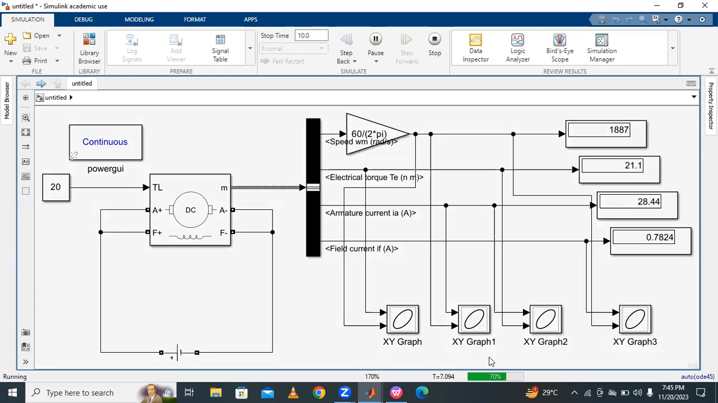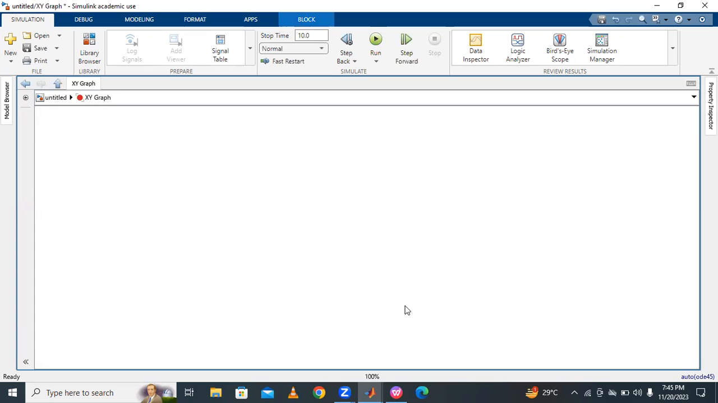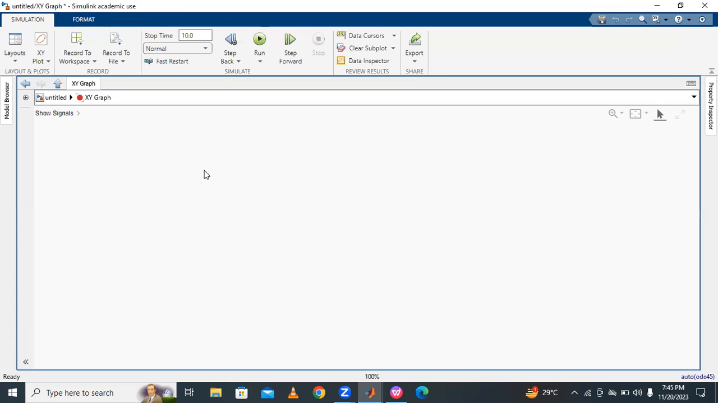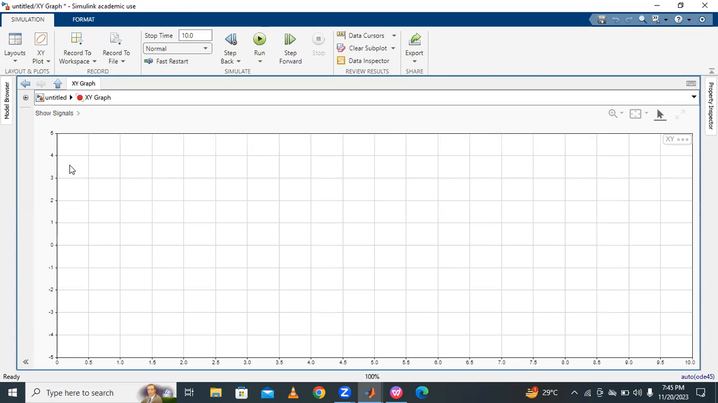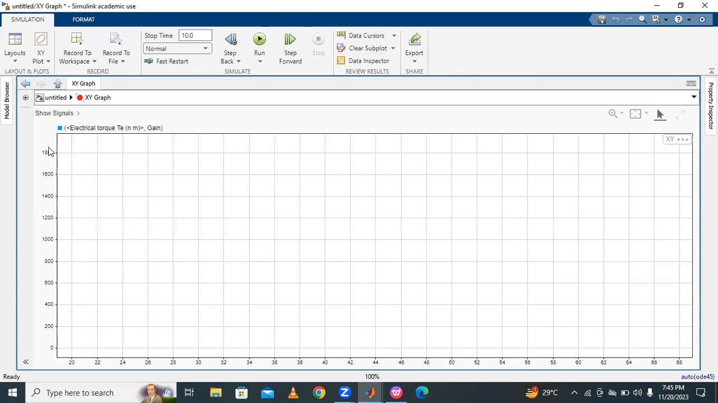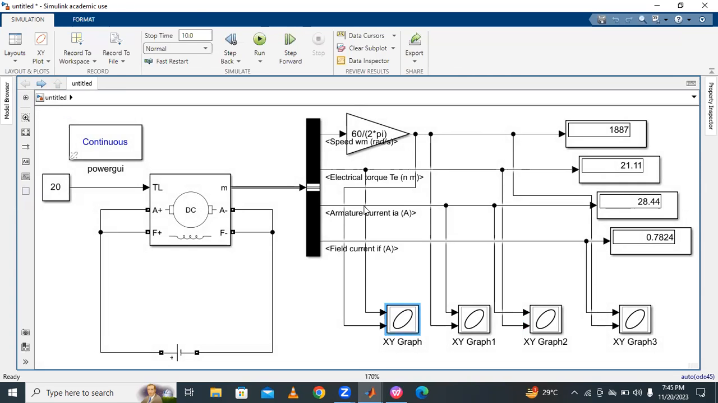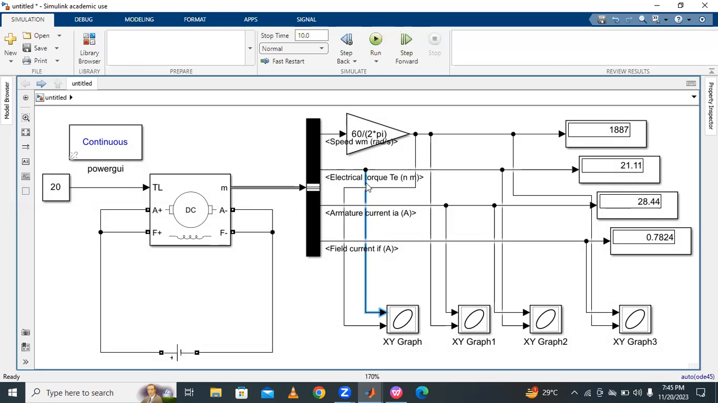After compiling is completed, the stop time is 10 seconds. That's why it takes up to 10 seconds, and the graph will be displayed up to 10 seconds. So the first XY graph: the x-axis is torque and the y-axis is speed.